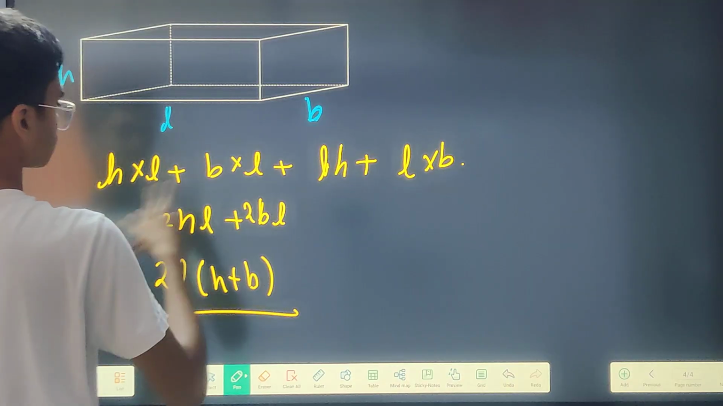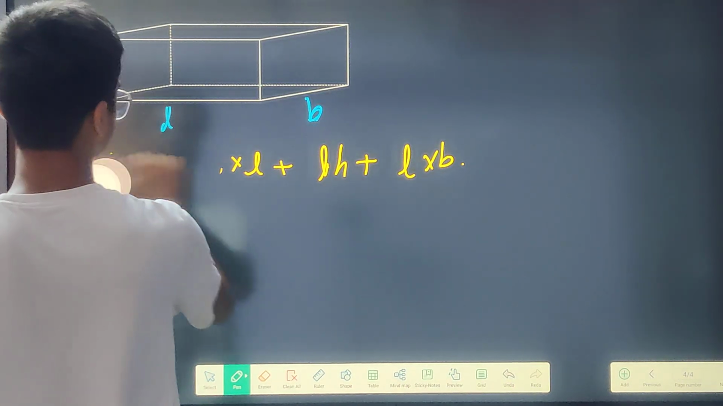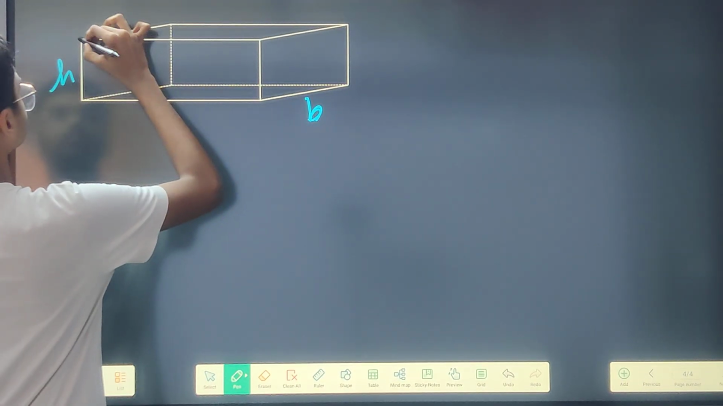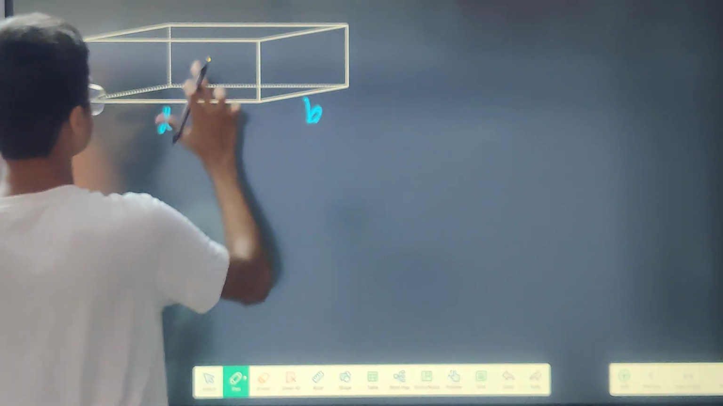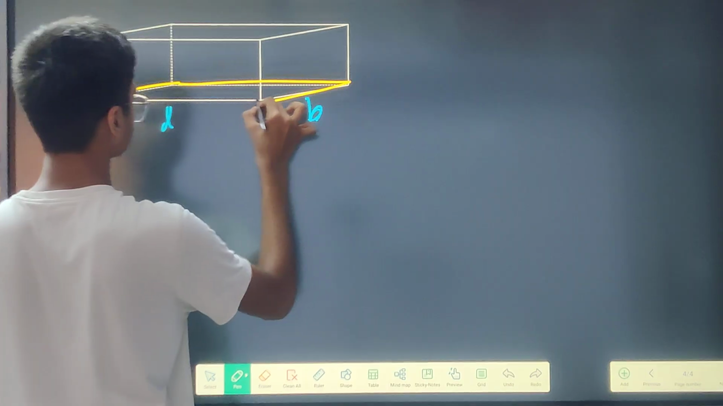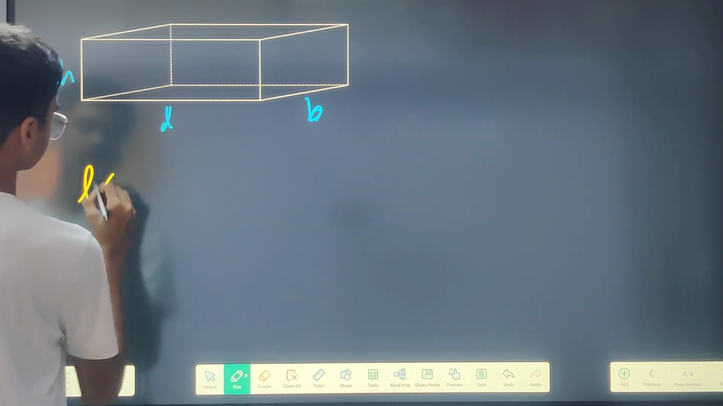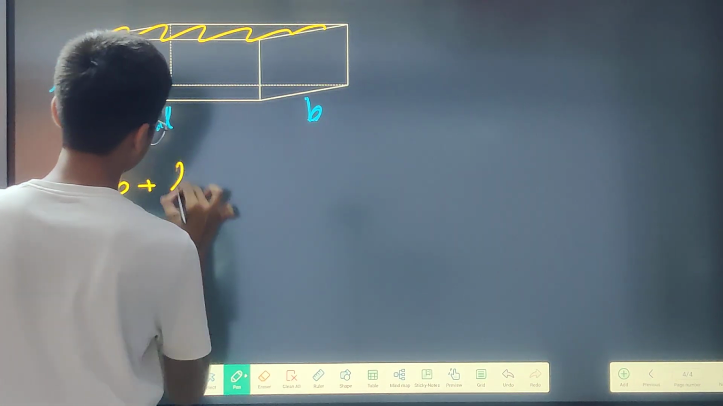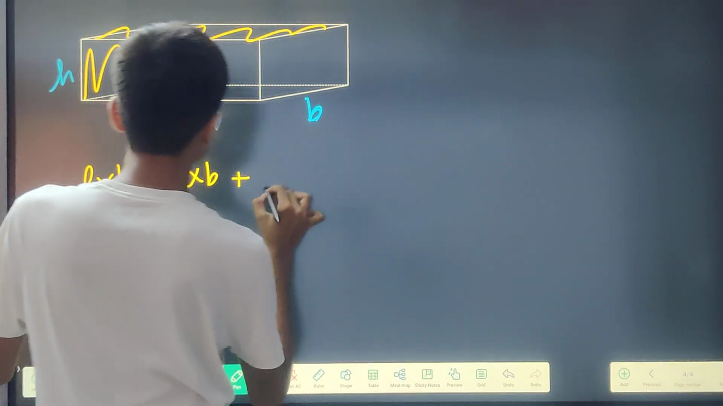So which means here you need not do that much of change. But I will try it again. So that means you have this. Sorry, you don't have this. This and this you don't have. So first we will take this area, that is going to be L into B, plus this area, this is also going to be L into B, plus this area, it is going to be H into L.